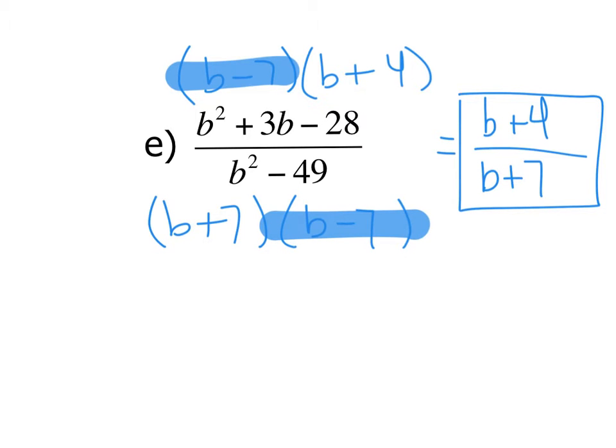So there's the answer to that problem. The top factors to b minus 7 and b plus 4. And actually, you know what? I got that wrong. It should be b plus 7 and b minus 4. And actually, the b plus 7 should have canceled. So it should be b minus 4 over b minus 7. The bottom, a difference of squares, factors to b plus 7 and b minus 7, and then the b plus 7 is canceled, leaving us with b minus 4 over b minus 7.